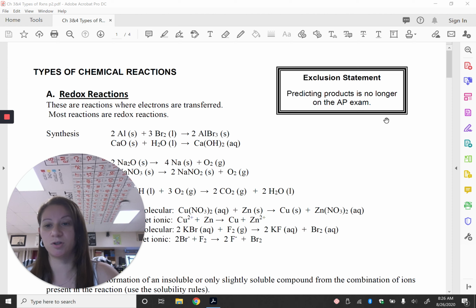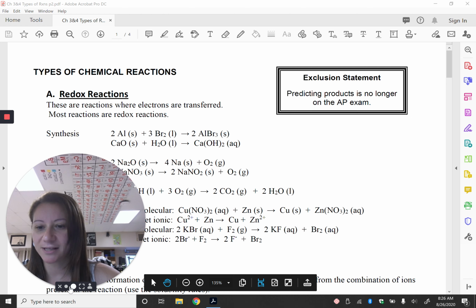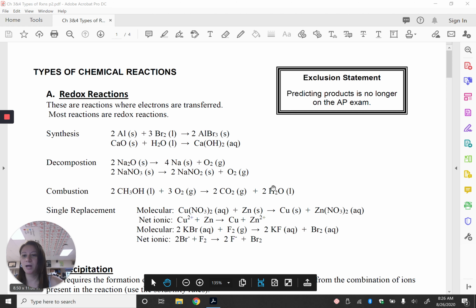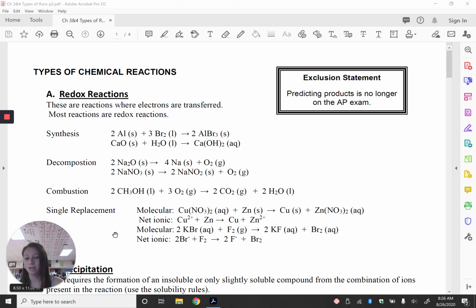So they won't give you 2 reactants and say what products do they form, but you do need to be able to recognize what type of reaction it is, balance equations, write a net ionic equation, and so on. So let's look at the 3 different types. If you remember last year, we talked about synthesis, decomposition, combustion, single replacement, double replacement, and then neutralization.